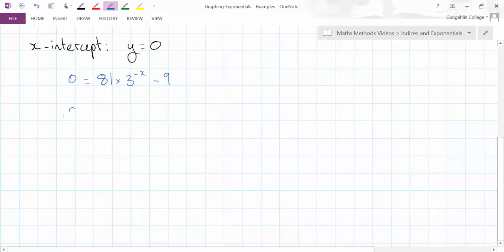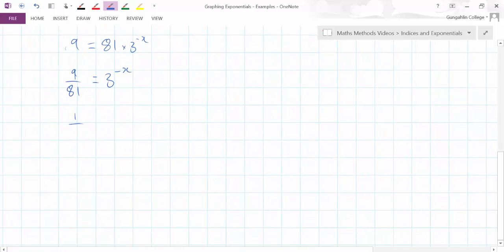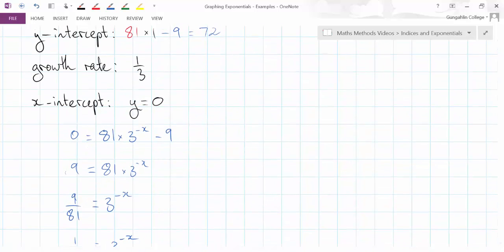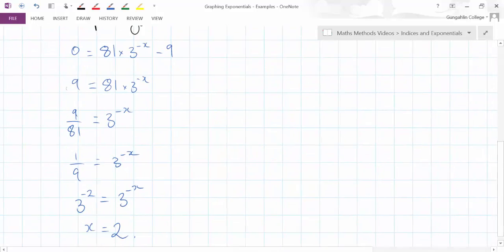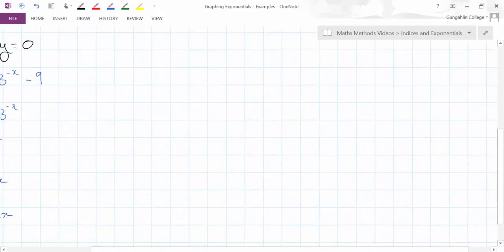I can add 9 to both sides. So I get this. Divide by 81. This is 1 on 9. And 1 on 9 is the same as 3 to the minus 2. 3 to the minus 2 is the same as 3 to the minus x, so x has to be 2 here. So my x-intercept is actually going to be at 2 units. All right, and this is enough for us to be able to sketch this thing.